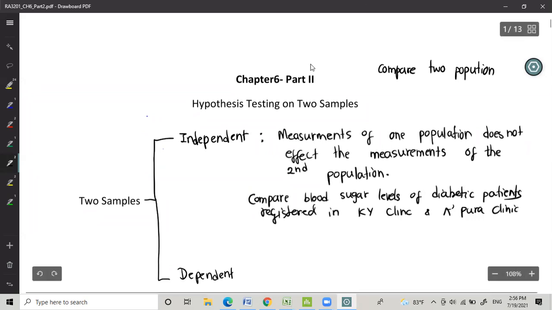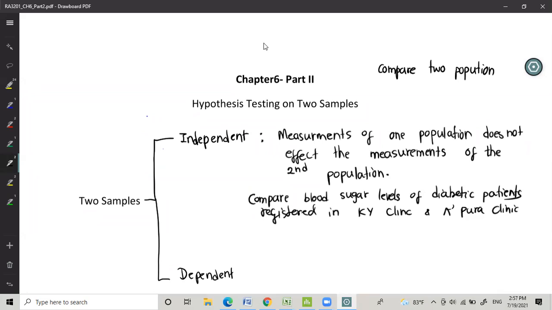Can any one of you give me a different example for independent samples? Maybe you can use an example from your context, from your radiography or radiology. Any example that you can give me for independent samples?